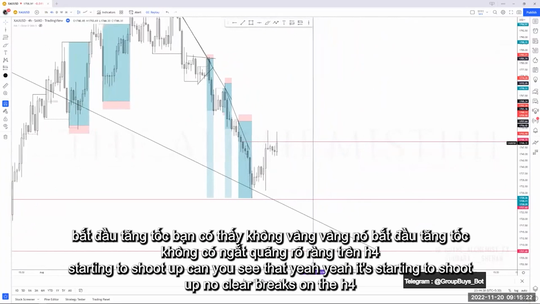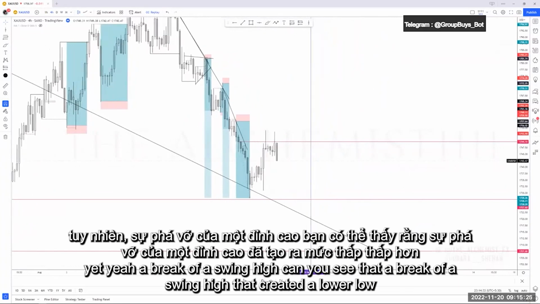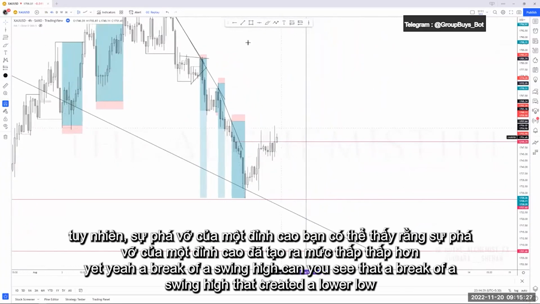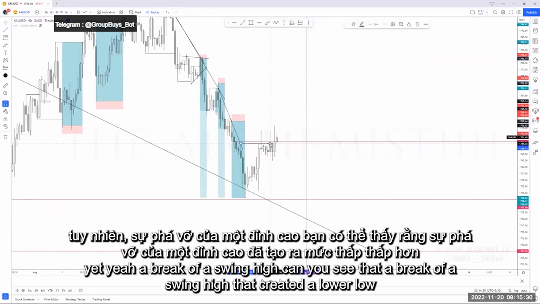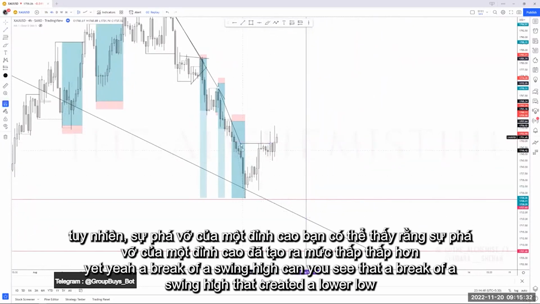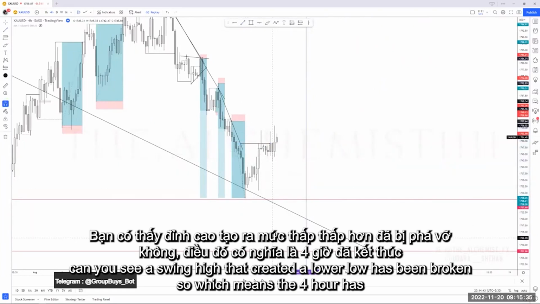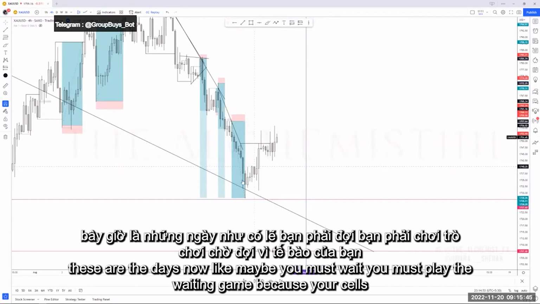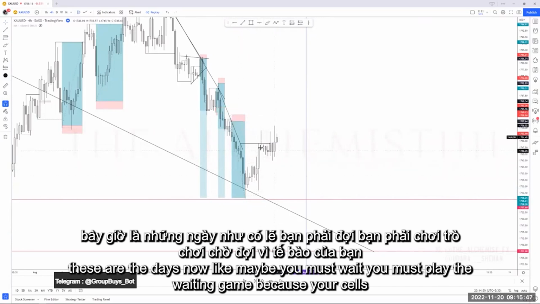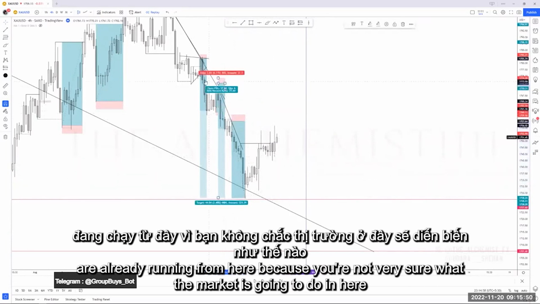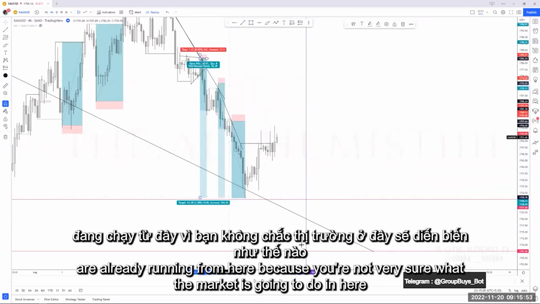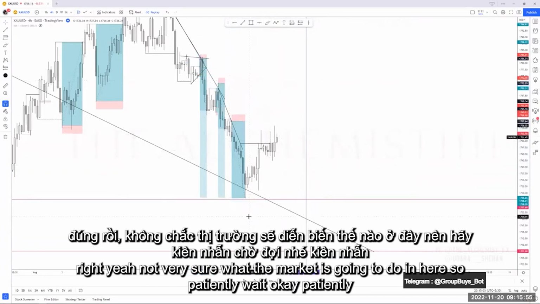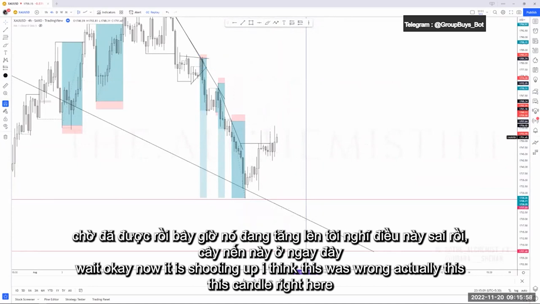It's starting to shoot up. No clear breaks on the H4 yet. Yeah. A break of a swing high. Can you see that? A break of a swing high that created a lower low. So which means the 4-hour has already given us the signal, right? What's the signal? That the market wants to go higher. Now these are the days where maybe you must play the waiting game, because your sells are already running from here and you're not very sure what the market is going to do in here, right? So patiently wait.